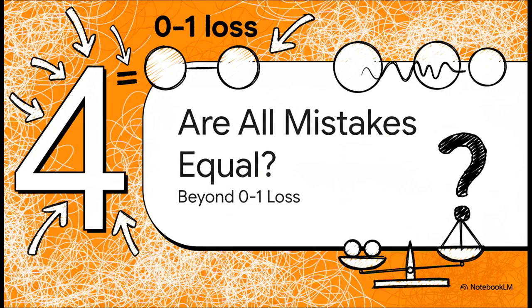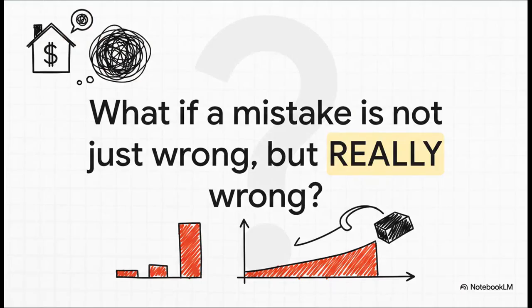That seems pretty straightforward for a simple yes or no question, right? But the real world is a lot messier. That 0-1 loss we just used treats every single mistake as equally bad. But is that always how it works? Think about it like this. What if a mistake isn't just wrong, but it's really wrong? Imagine you're predicting house prices. Being off by, say, $1,000, okay, not great, but it's one thing. Being off by $100,000? That's a way bigger deal. We need a loss function that understands the size of the mistake.